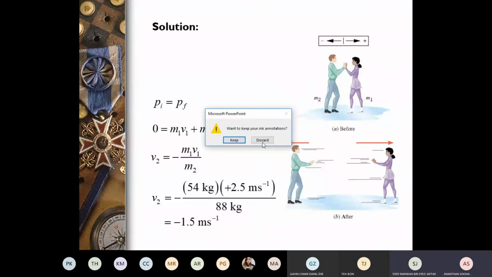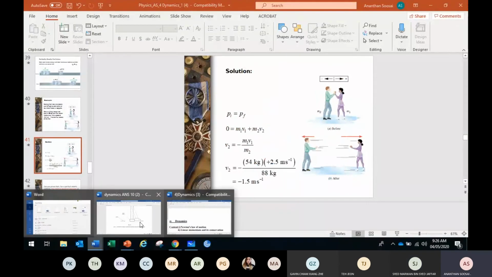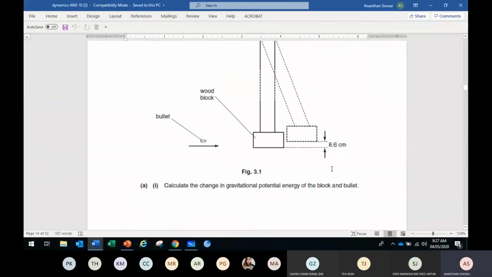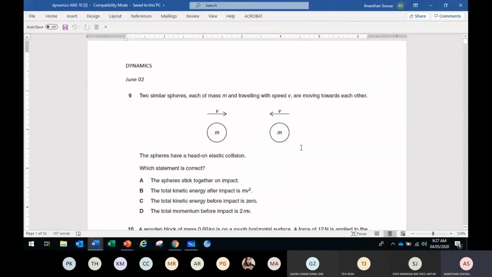Some questions first. Go back to the question. Okay, understanding the momentum. The first question. What's the answer?